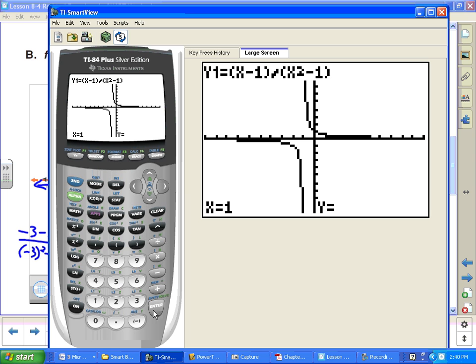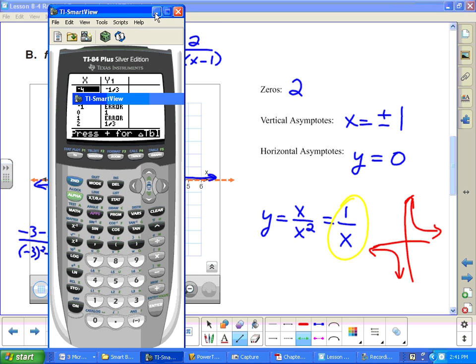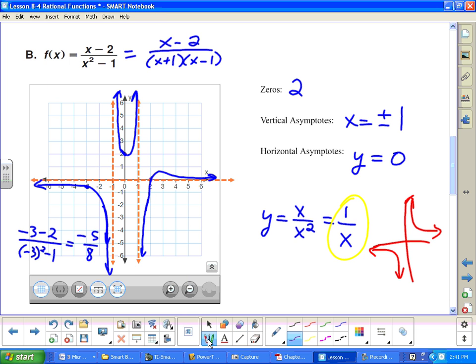You get no answer. If I go to the table, at positive 1, it says there's an error there. Okay. All right, that's interesting. But if we change this to x minus 1 over x plus 1 times x minus 1, what do you see? They cancel out. You have a common factor in the numerator and the denominator.